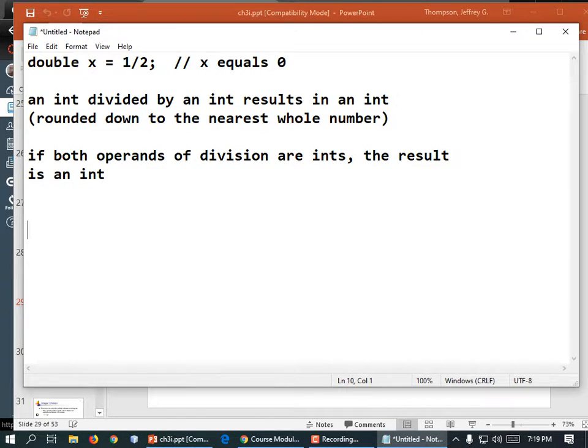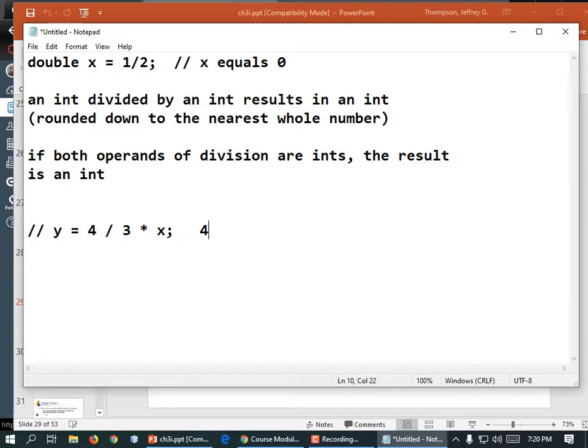And that can bite you. Like if the equation is y is equal to 4 divided by 3 times x. If they're all integers, then 4 and 3, what's 4 divided by 3 rounded down? That's just 1. Not going to give you the answer you want, right? Not going to do what you want.